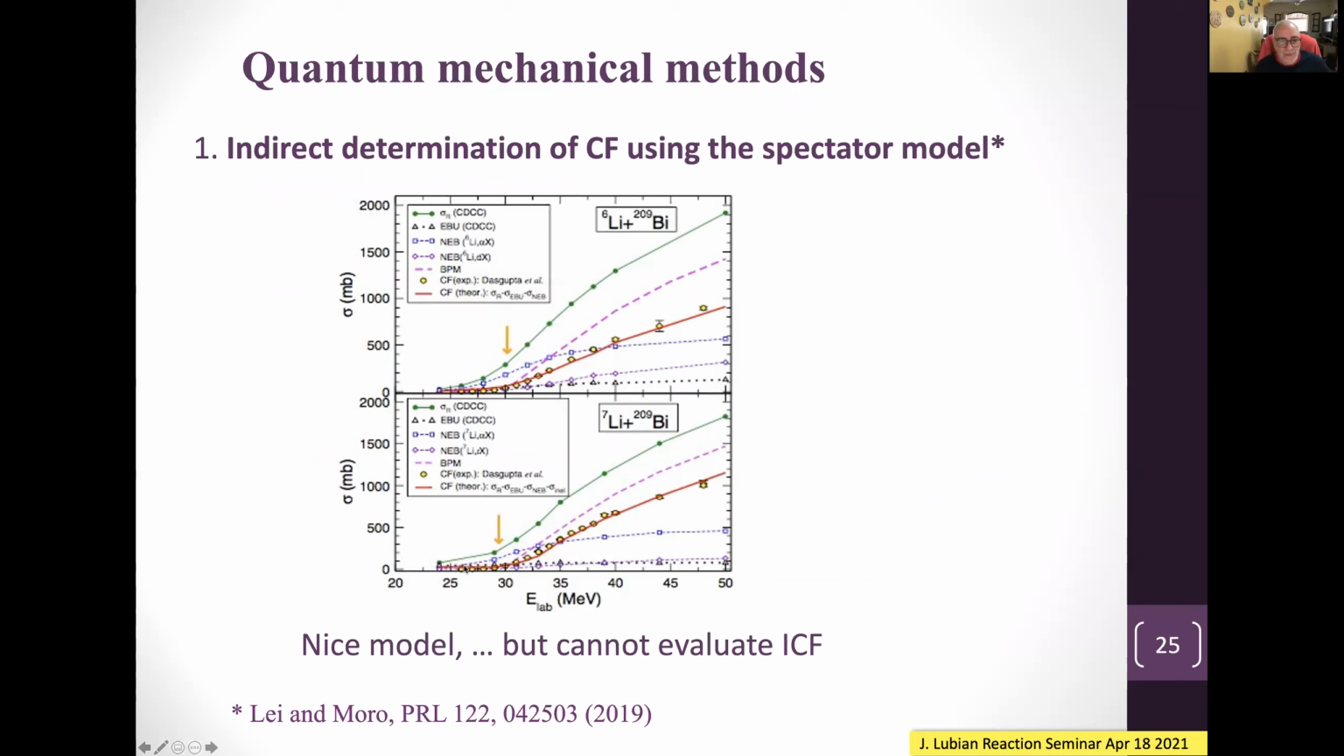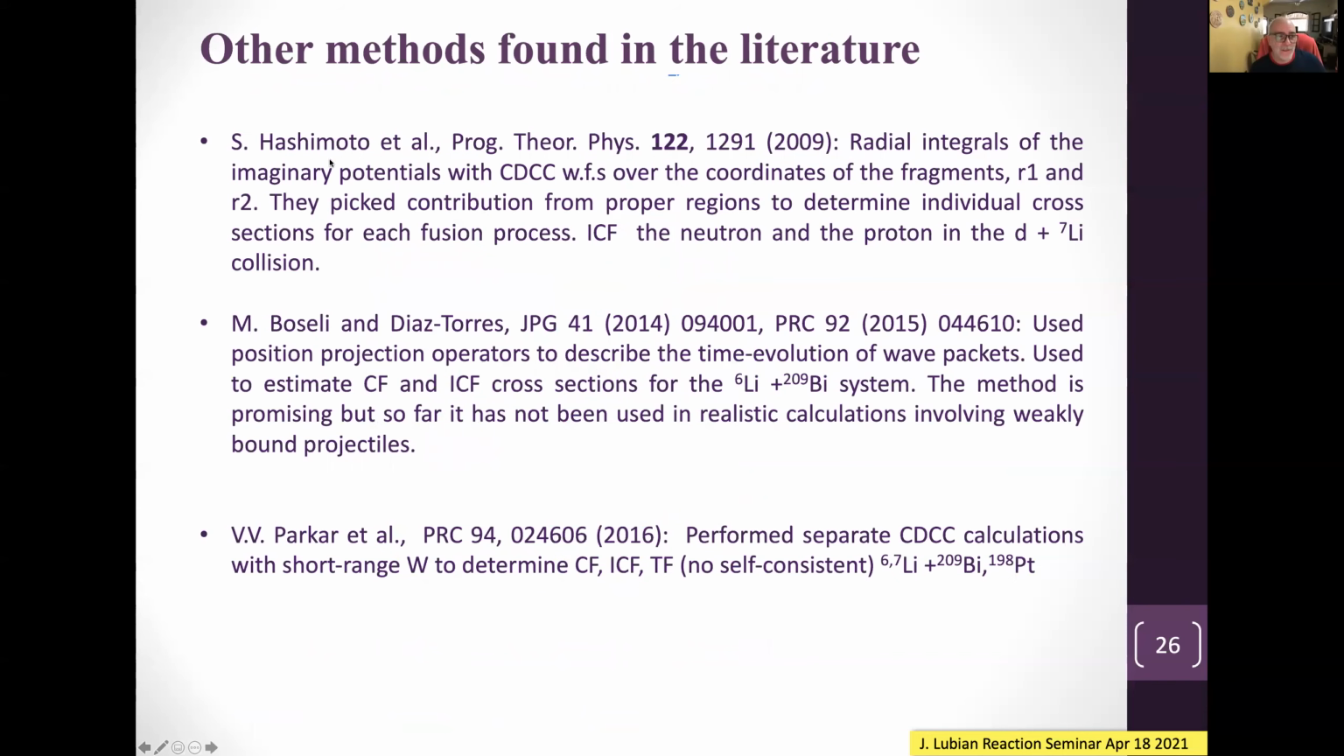This is a very nice model, but it cannot evaluate independently the incomplete fusion, as a sum or even for each fragment. But of course, it's a very good model, one of the best we have at present. There are other models found in the literature, for instance, the one of Hashimoto et al.